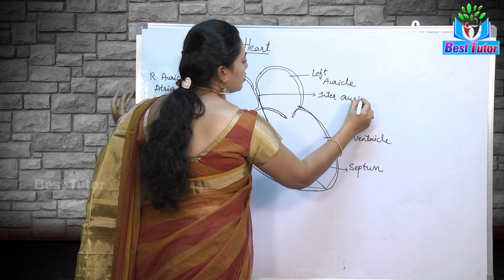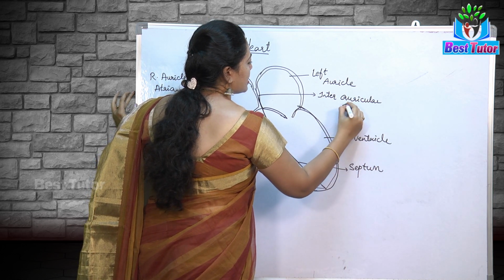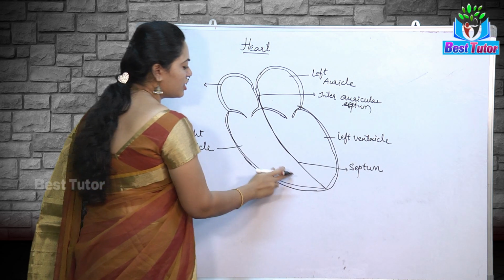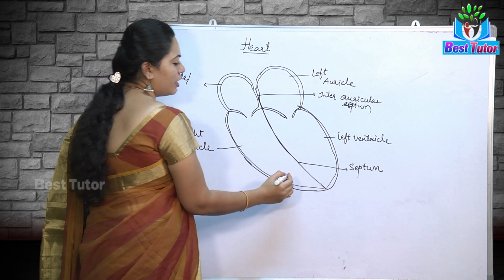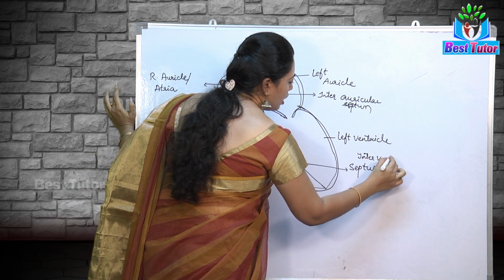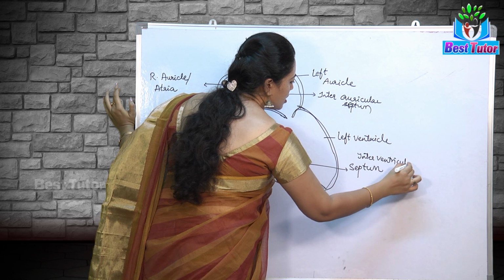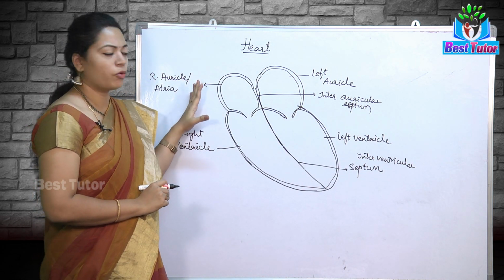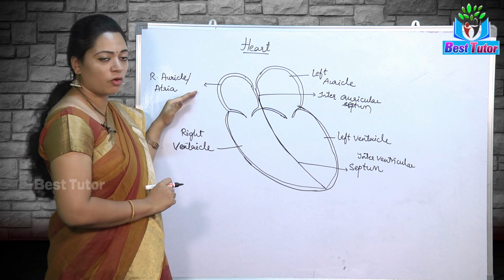interauricular septum, and the lower, which is separating both the chambers, it is known as interventricular septum. Right. So now we have understood the four chambers of the heart and what they are called as.